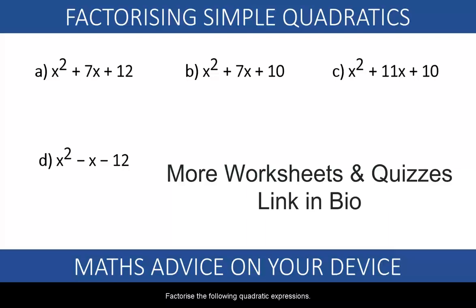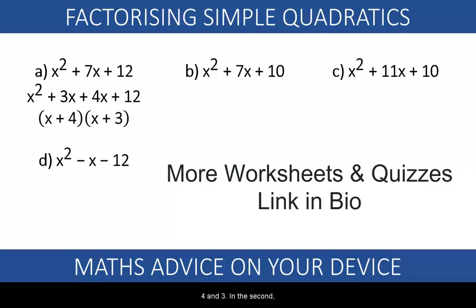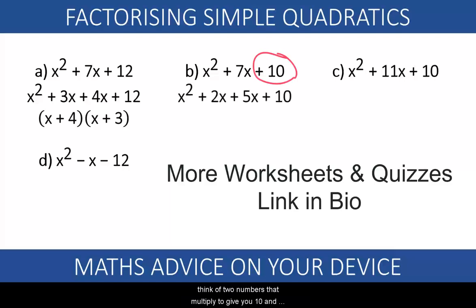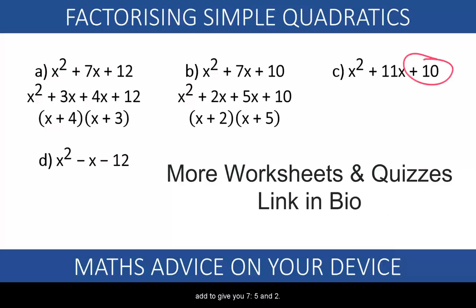Factorize the following quadratic expressions. In the first one, think of two numbers that multiply to give you 12 and add to give you 7, 4 and 3. In the second, think of two numbers that multiply to give you 10 and add to give you 7, 5 and 2. In the third one, two numbers that multiply to 10 and add up to 11, 10 and 1.